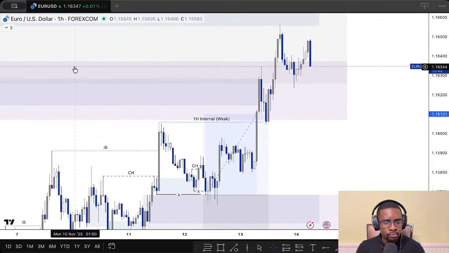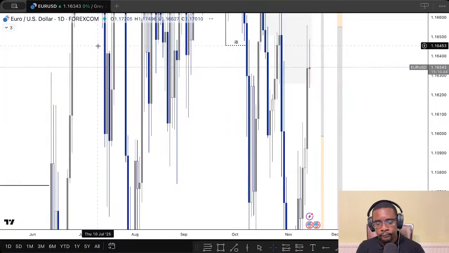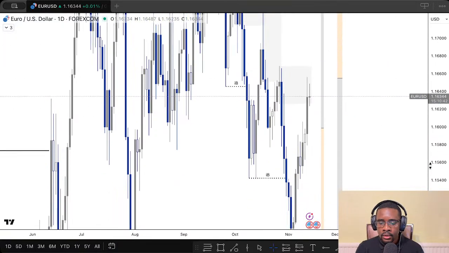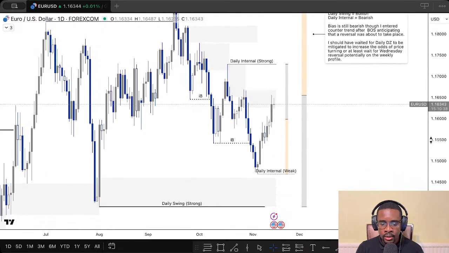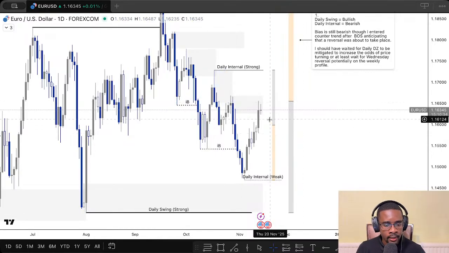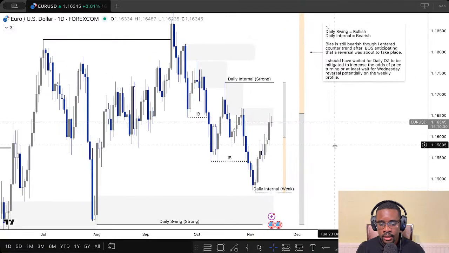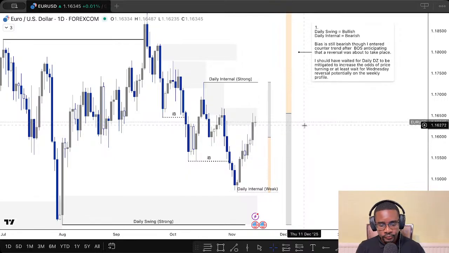Looking into today, let's go back on the daily. The expectation was price was going to at least reach the daily supply and mitigate. We can see that price did that. Right now price is inside the daily supply. So what could we expect? Price could possibly start retracing.